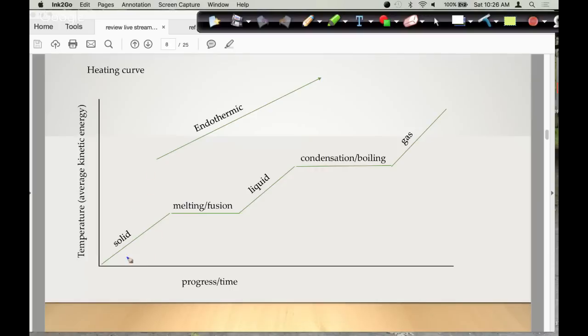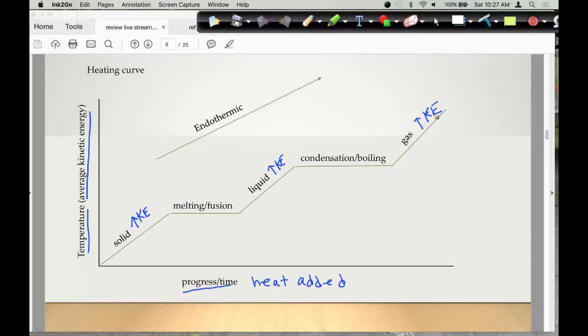So we're always going to have temperature versus progress or time, or sometimes down here, it'll say heat added. And when we have a slanted line, this means that the temperature is going up. Don't forget that temperature measures average kinetic energy. So as we have an individual phase, it's the kinetic energy that is increasing. So when it's just a solid or just a liquid or just a gas, it's the kinetic energy that's changing.